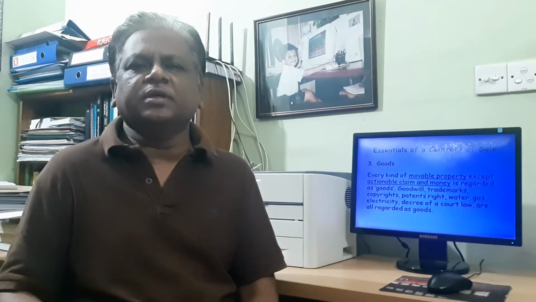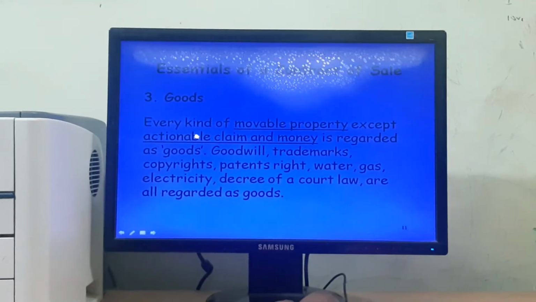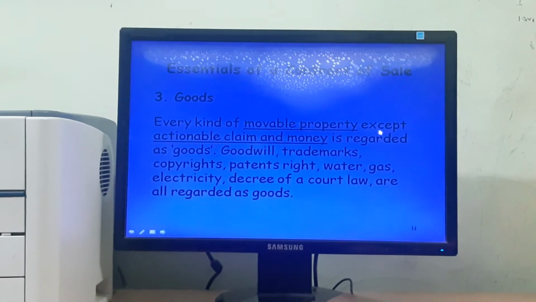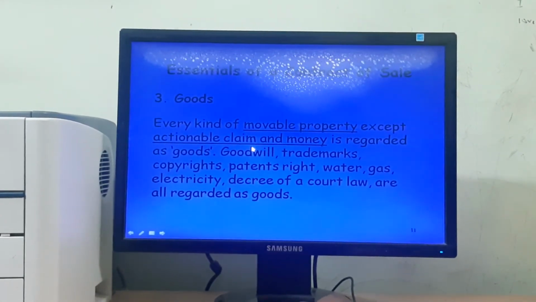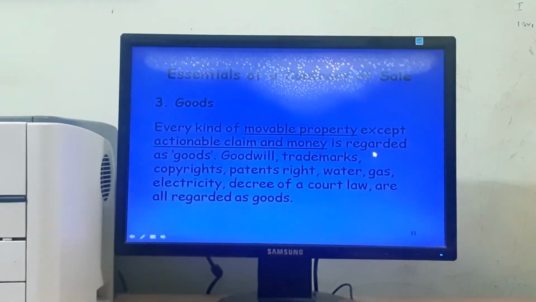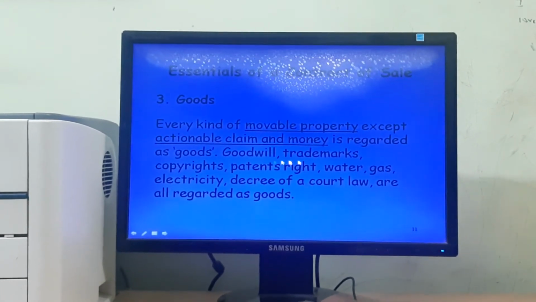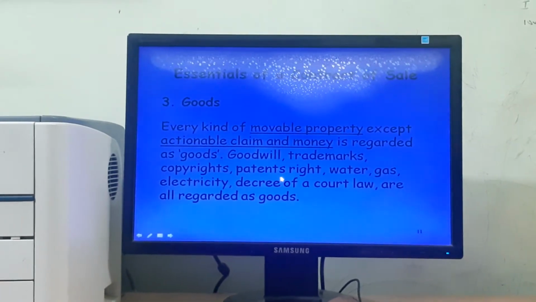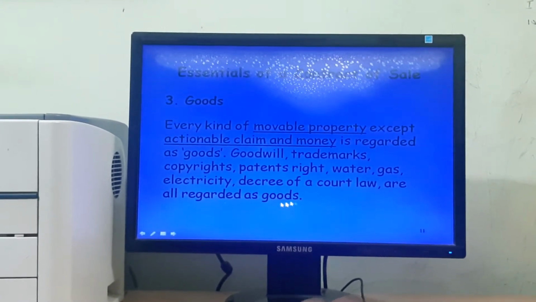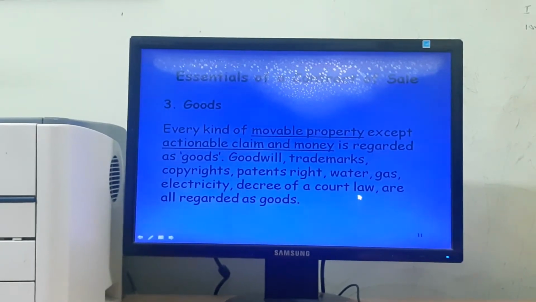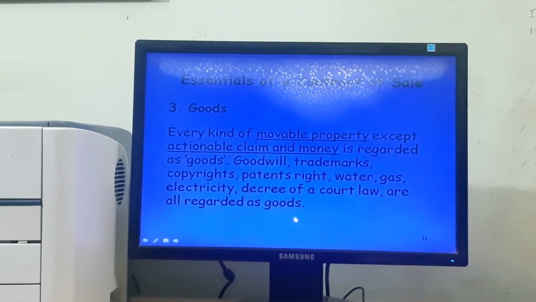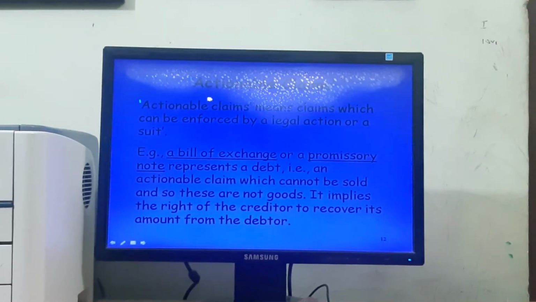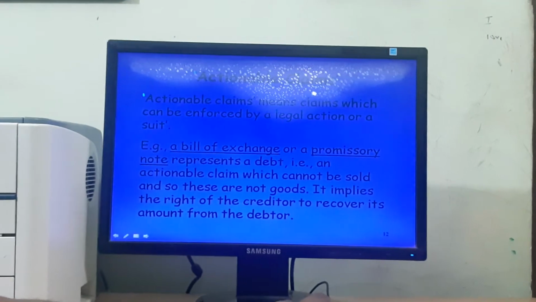The third point is goods. Every contract of sale is made based on something, and that is called goods. Every kind of movable property except actionable claim and money is regarded as goods. Goodwill, trademarks, copyrights, patent rights, water, gas, electricity, and decree of a court of law are all regarded as goods in this law. Now we shall see what are actionable claims.